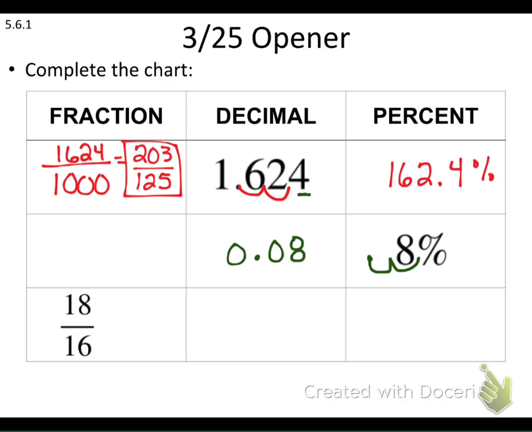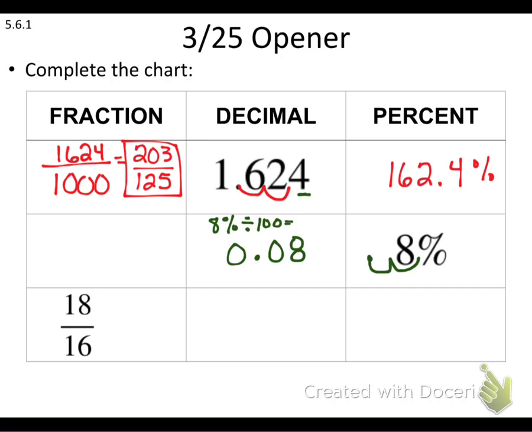Kelly? Yeah, you could just take 8% and you could divide that by 100. So you can either take 8%, divide it by 100 to get the decimal, or you can move the decimal to the left 2 spots. Either way is acceptable.